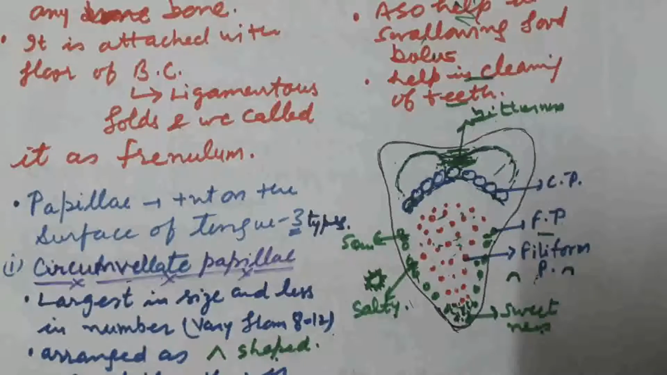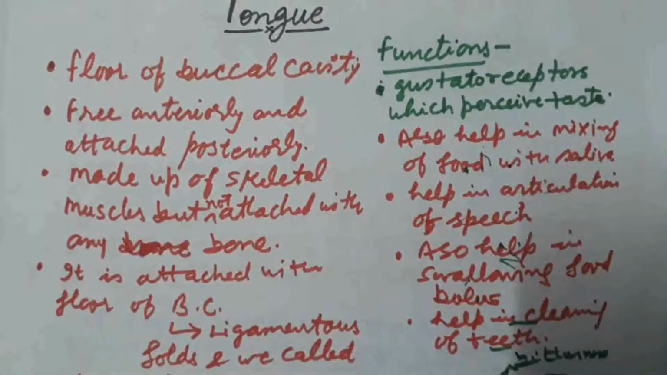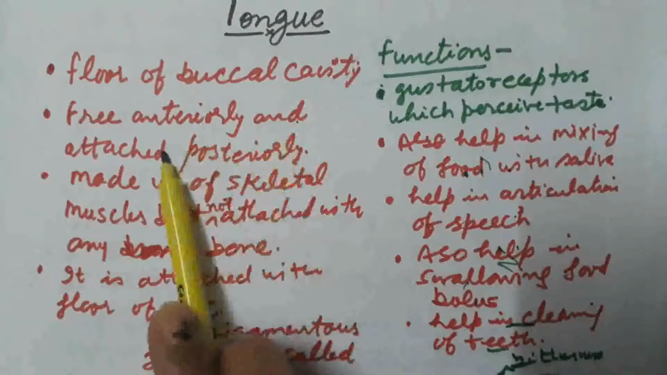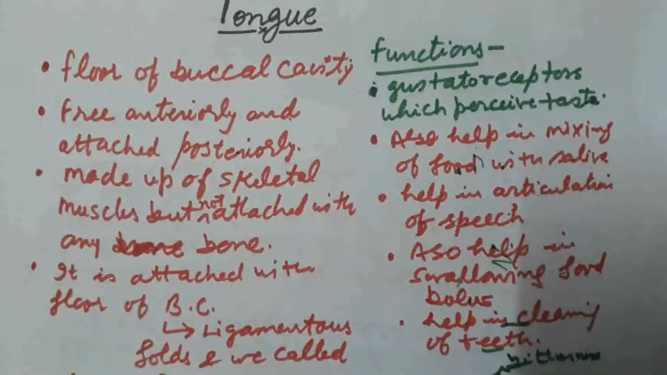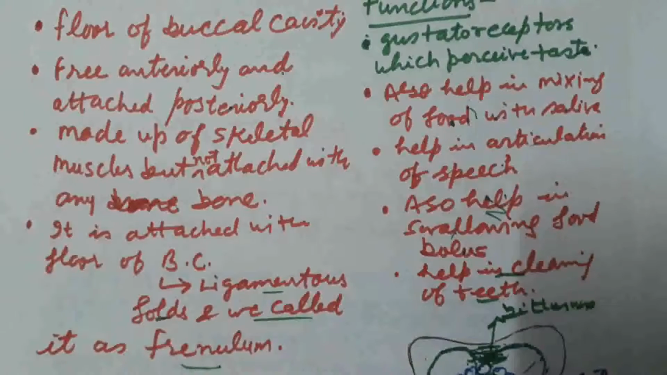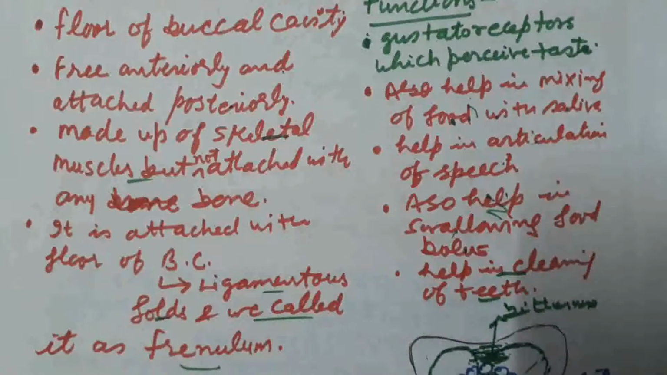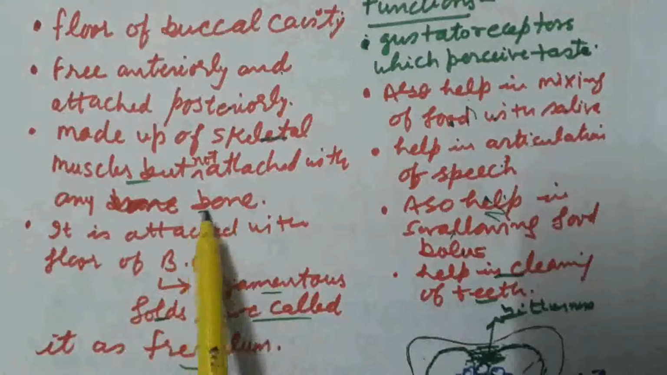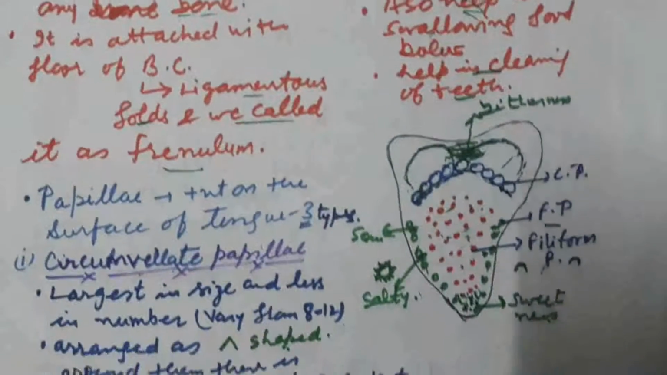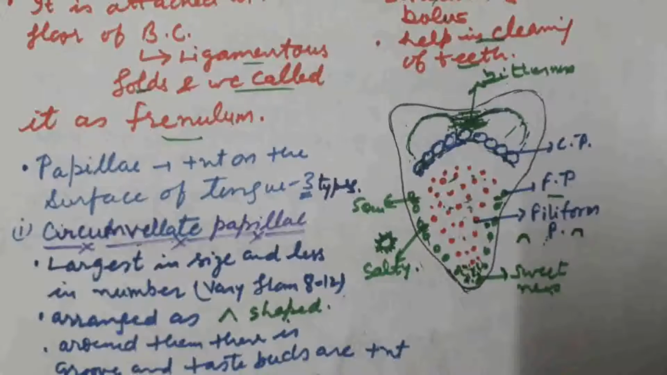एक बार क्विक समरी करते हैं कि क्या हमने यहाँ पर पढ़ा है. Tongue forms the floor of the buccal cavity. It is free anteriorly and attached posteriorly with the help of a ligamentous fold, which we call the frenulum. They are made up of skeletal muscles, but in case of the tongue, skeletal muscles are not attached with any kind of bones. If we talk about the structure of the tongue, it is broader at the posterior end and somewhat narrower in shape at the tip.